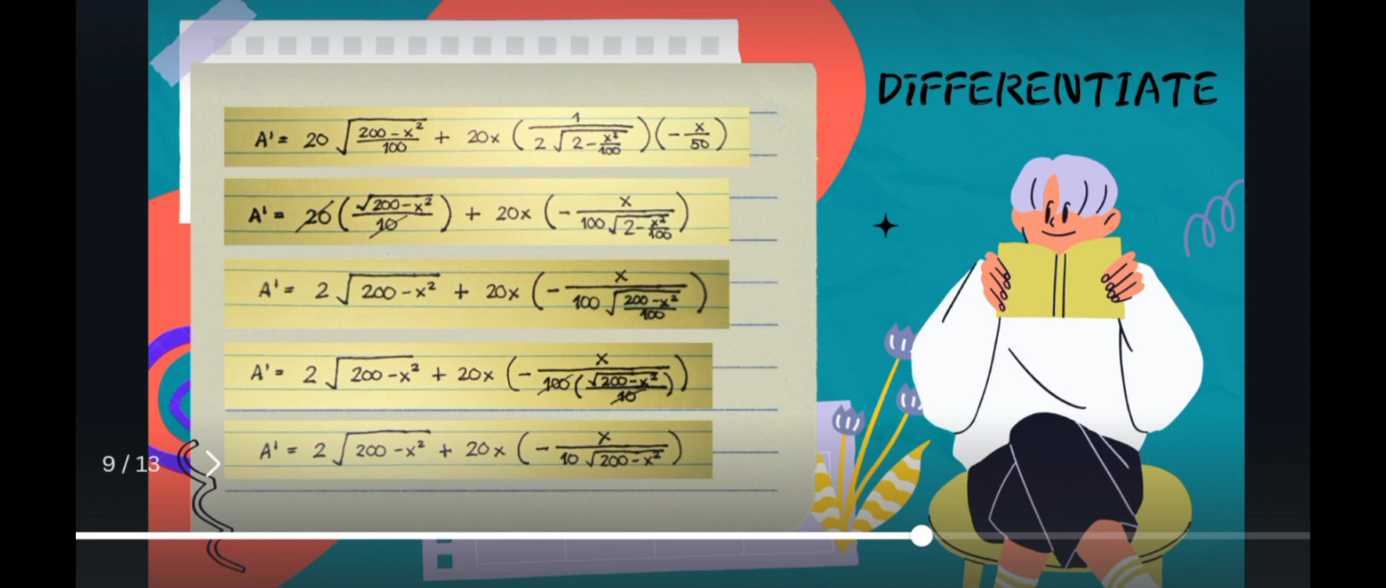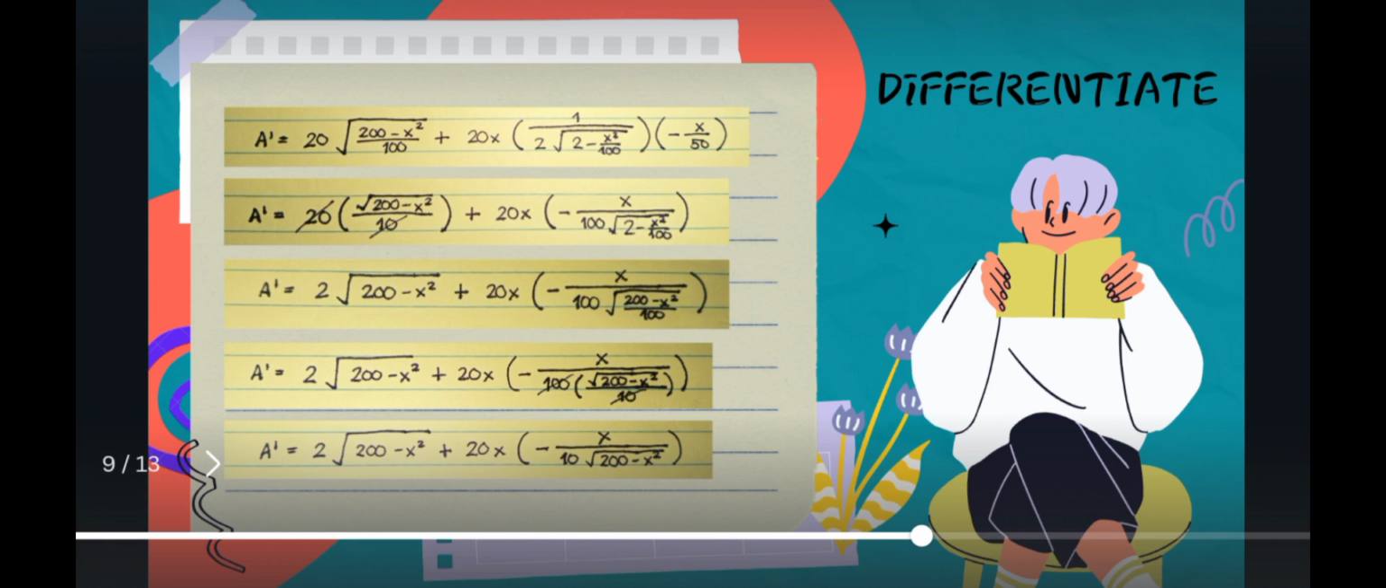So simply it will become square root of 200 minus x squared over 10. Now let's simplify the part where we use the chain rule. It will be 1 over 2 square root of 2 minus x squared over 100 times negative x over 50, or will be negative x over 100 square root of 2 minus x squared over 100. Then 20 times square root of 200 minus x squared over 10 can be cancelled.